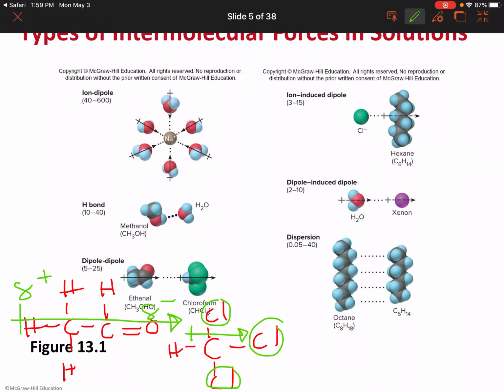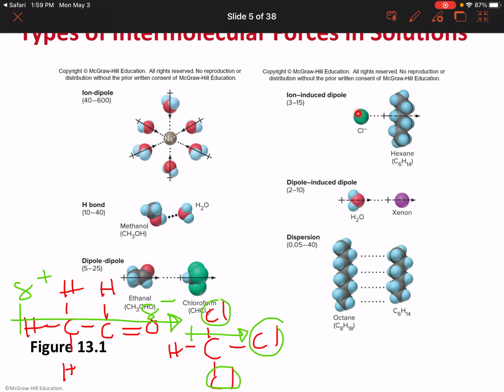Okay. And another one is ion-induced dipole. You have chloride. Chloride is an ion. And hexane is C6H14. It has only carbon and hydrogens, nothing else. So carbon and hydrogen bonds are non-polar. Because they are non-polar, their charges are not distributed, so you don't have a dipole. But when the chloride comes closer to the hexane molecule, it can induce a dipole in the hexane molecule.